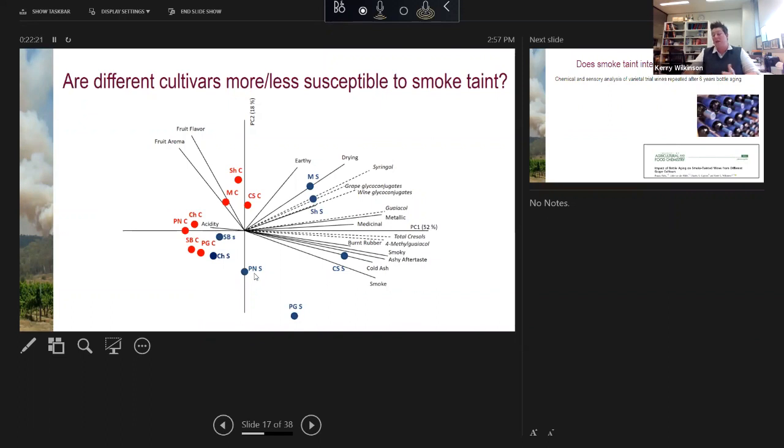Then next we see the Pinot Noir, which was the least tainted of the red wines. We've got our Pinot Gris, our smoke-affected Pinot Gris, which was the most heavily tainted white wine. And then we see our three red wines with the Cabernet Sauvignon, which the chemical data predicted would be most heavily tainted and furthest to the right. So that was quite nice to see that chemical and sensory data match up.